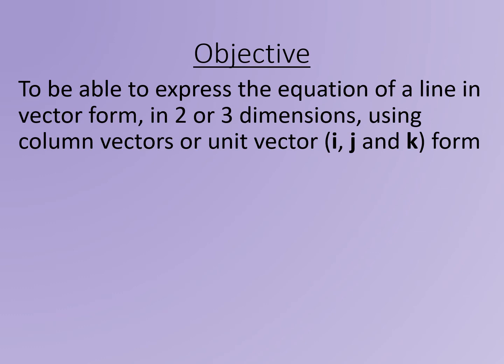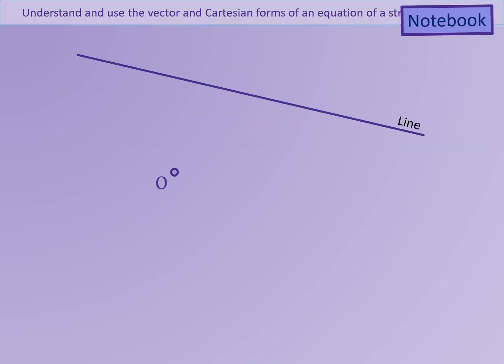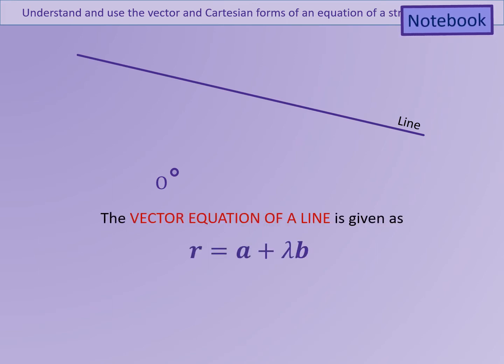In this topic, we're going to look at how to express the equation of a line in vector form in 2 dimensions or 3 dimensions, either using column vectors or the unit vectors i, j and k. A line can be expressed in vector form using this equation: r equals a plus lambda b. r, a and b are all vectors here, and lambda is a scalar.